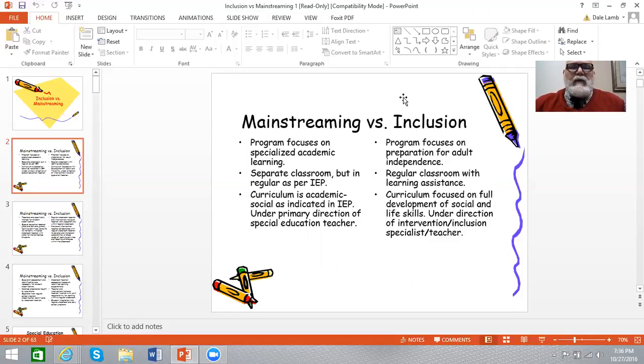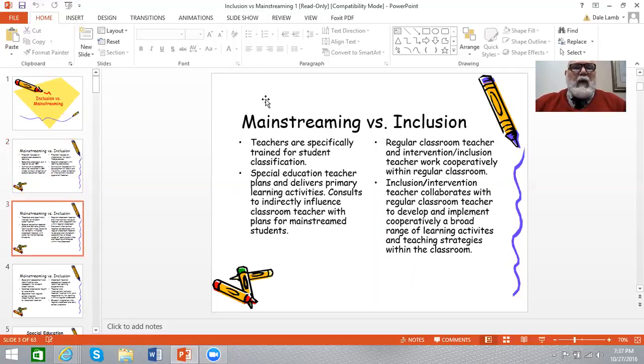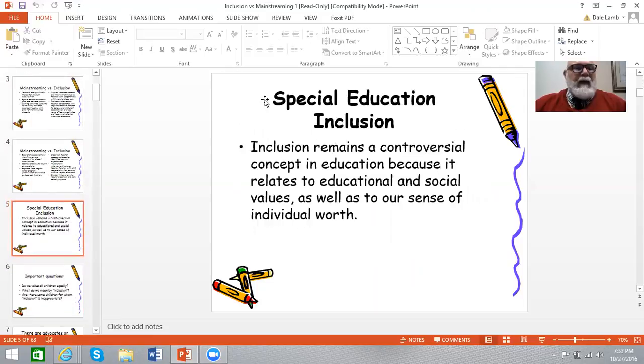Curriculum is academic, social, IEP, have a special ed teacher in there, versus a regular classroom with learning assistants. So this kind of gives you the pros and cons.